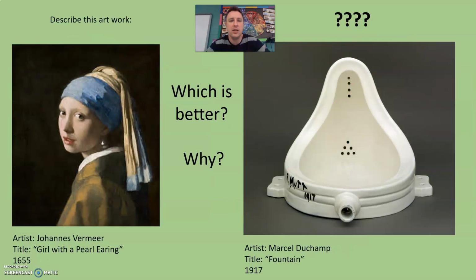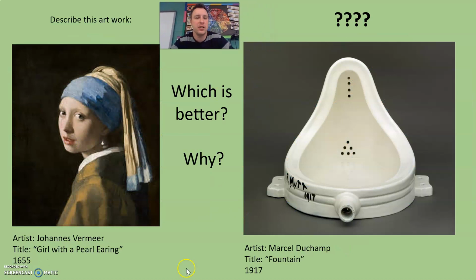And then here is where the slideshow gets kind of interesting, because on the left you have Johannes Vermeer's Girl with the Pearl Earring. It's a very famous painting, and again, this was painted in 1655, around the time people were still very focused on hyper-realism, the beauty of art, painting as realistically as possible, learning the technical skill.